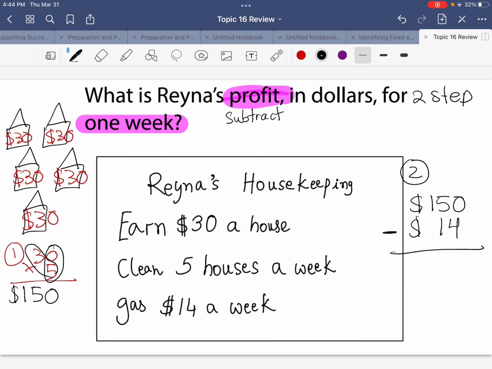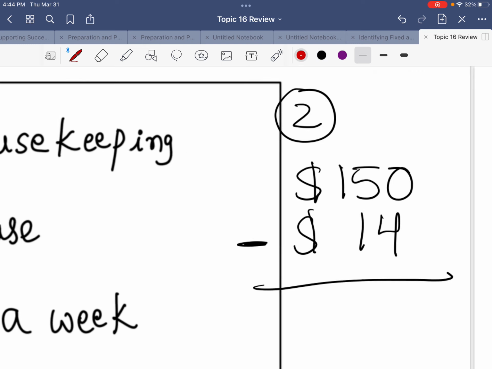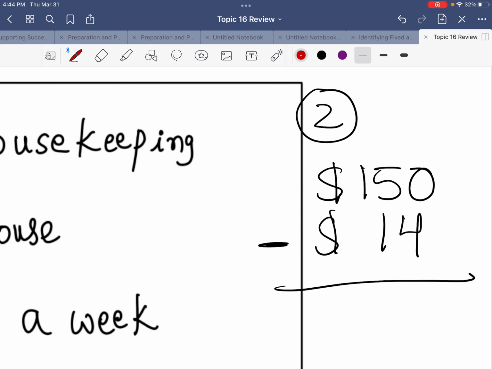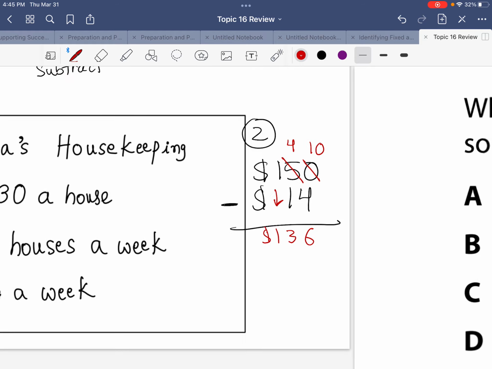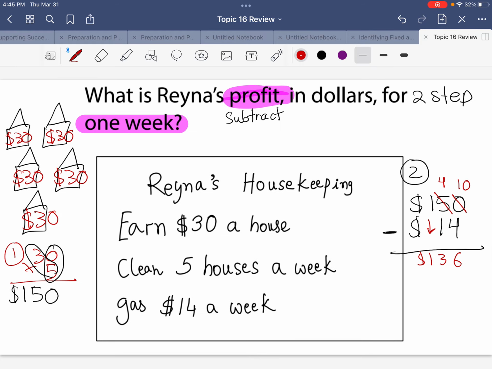Okay. So when I subtract, I cannot do 0 minus 4. Take away from the 5, it becomes a 4. The 0 becomes a 10. 10 minus 4 is 6. 4 minus 1 is 3. Bring down my 1. So that means her profit that she makes is $136.